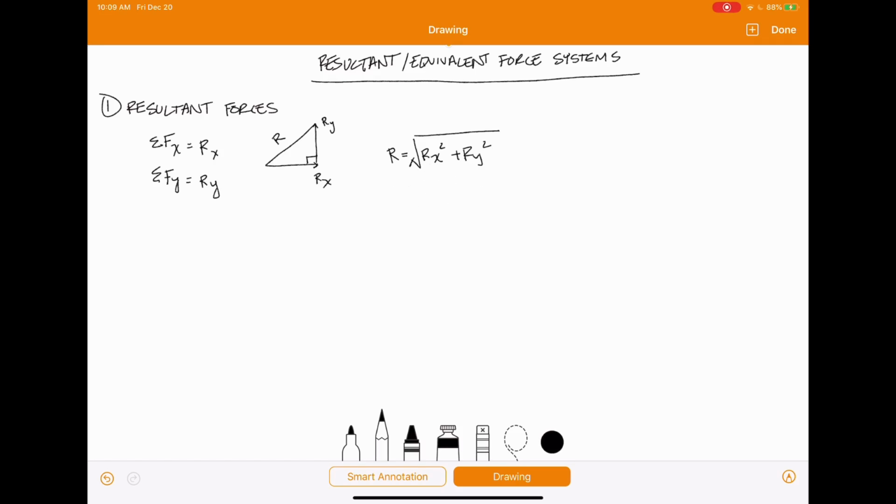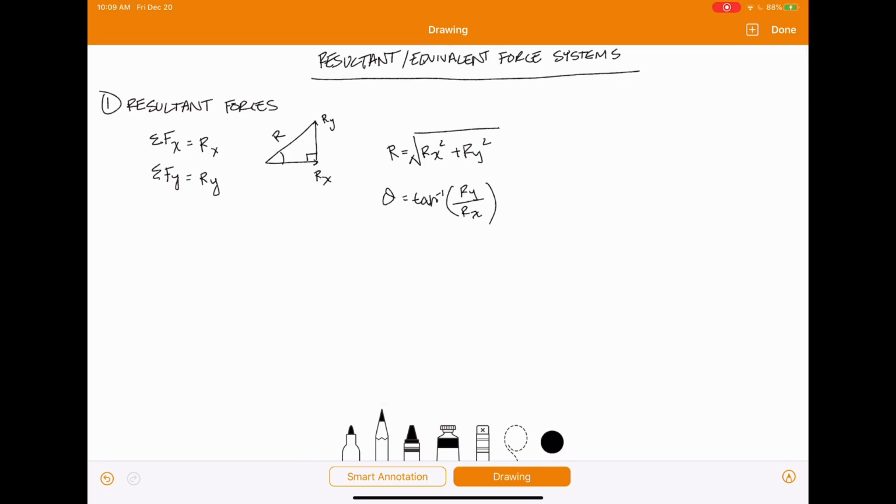And then you can also find the angle theta of this resultant force by just using your trig functions. So we know our opposite and our adjacent side, so we can use the tangent function. So theta will equal a tangent inverse of opposite, which is ry, over adjacent rx. All right, so let's go ahead and run through an example.